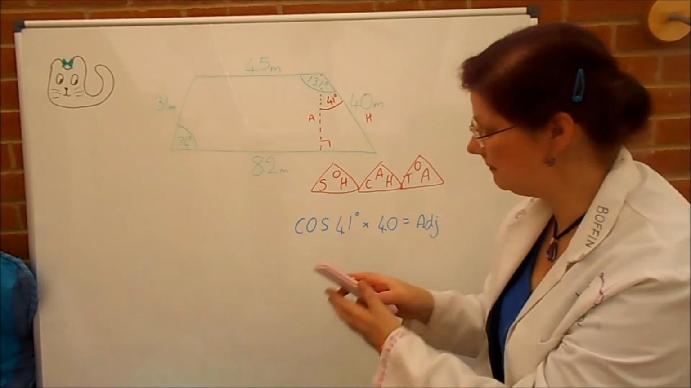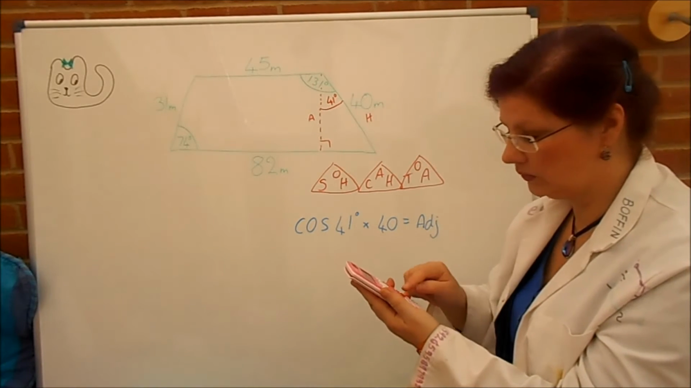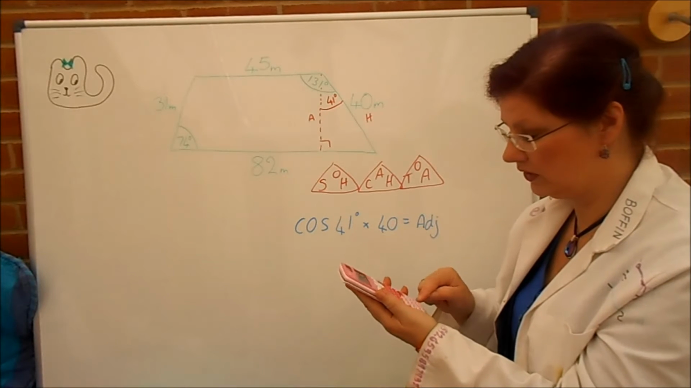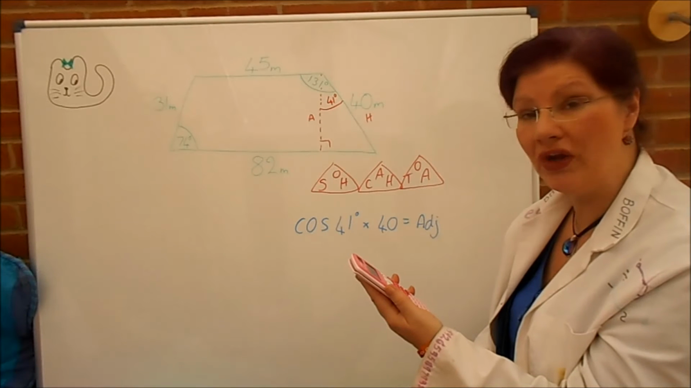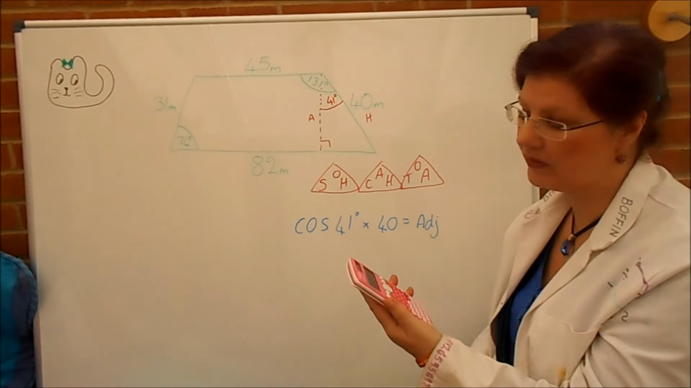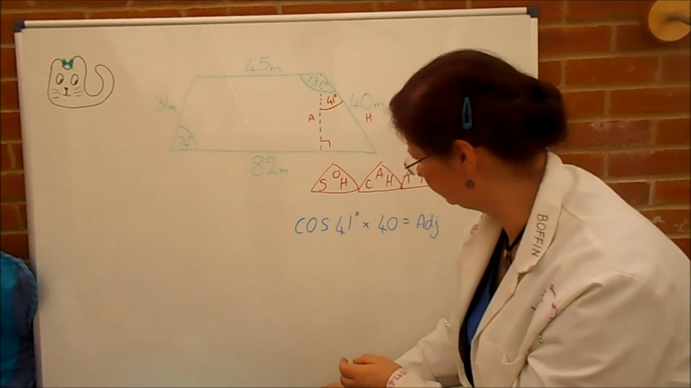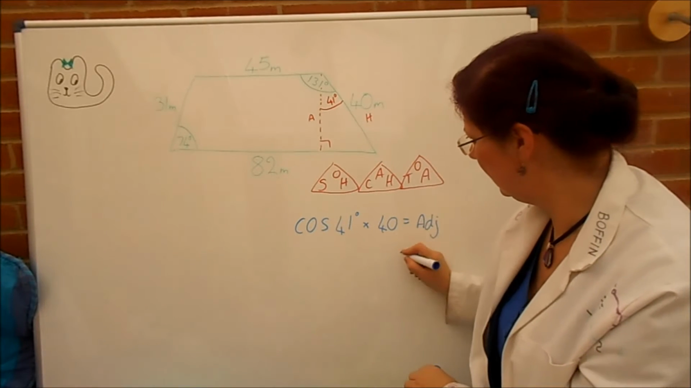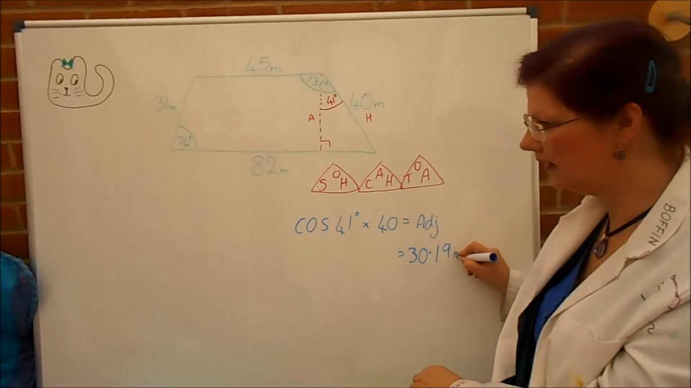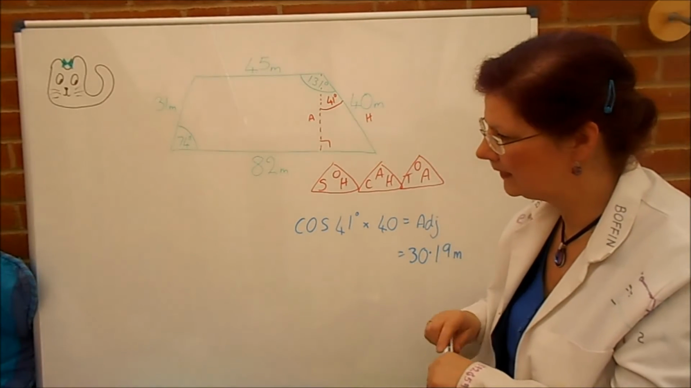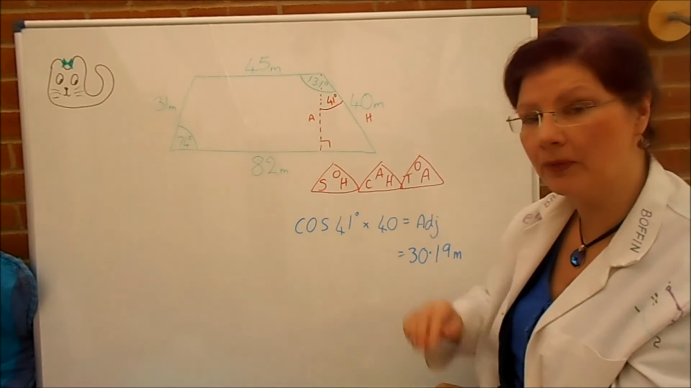Stick that in a calculator. What have we got? We need the cosine of 41 degrees is that, multiplied by 40, gives me 30.188888. So that's 30.19 metres. Okay, so that's the first one.